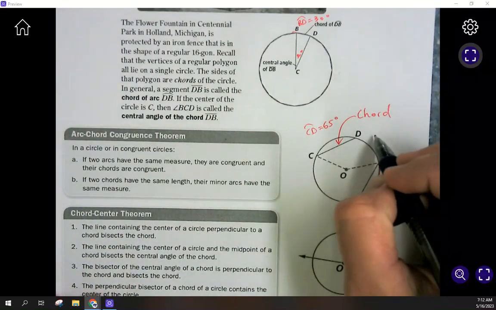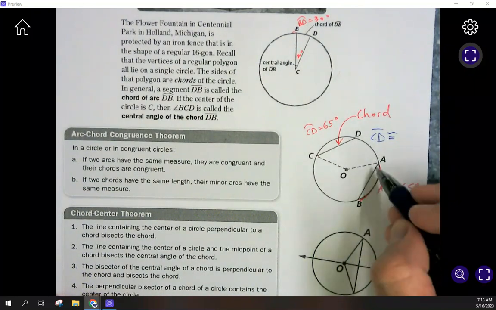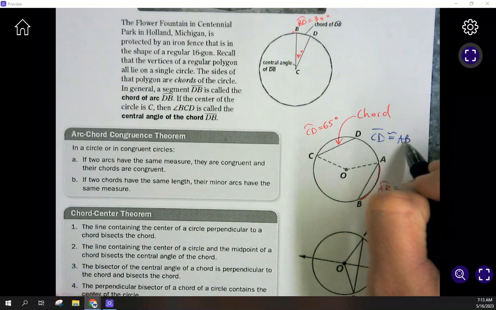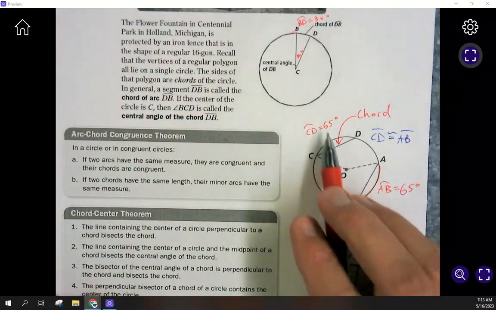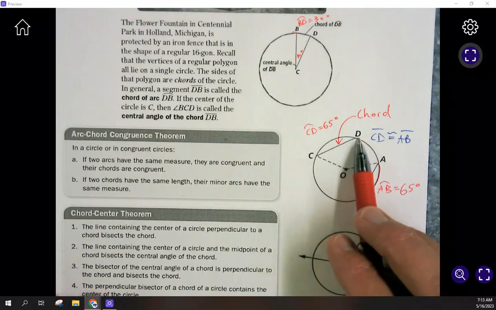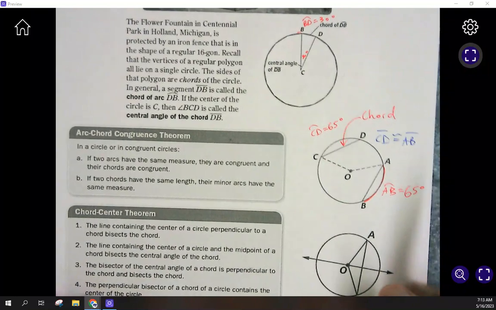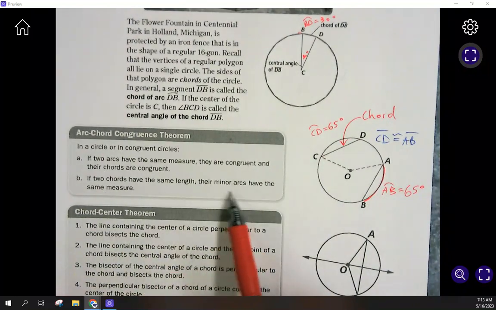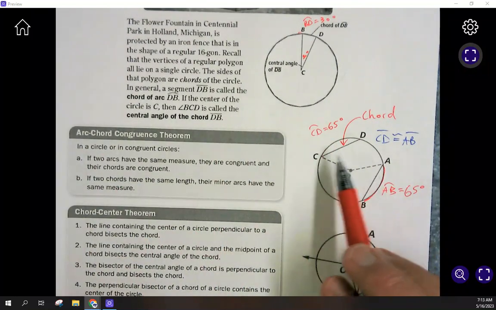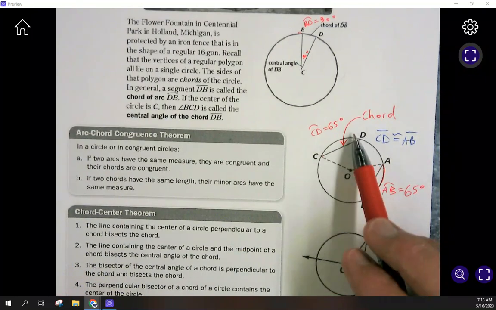So CD, the line CD, is going to be congruent or equal to AB if I know that the arc measures are the same. If they create the same arc measure, that means the actual length from C to D and A to B is the same. That's what part A is stating. If two chords have the same length, the minor arcs have the same measure, so we can go backwards. If you know that CD is congruent to AB, I automatically know the arc is equal to the arc.